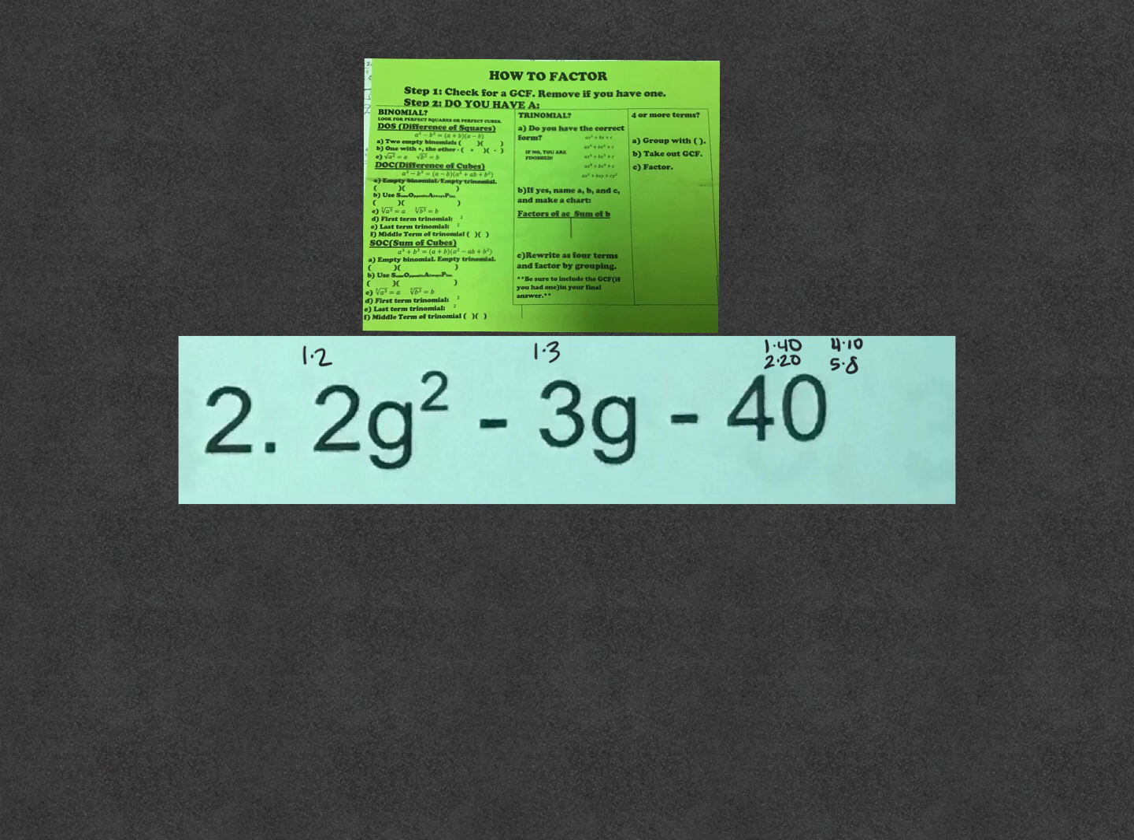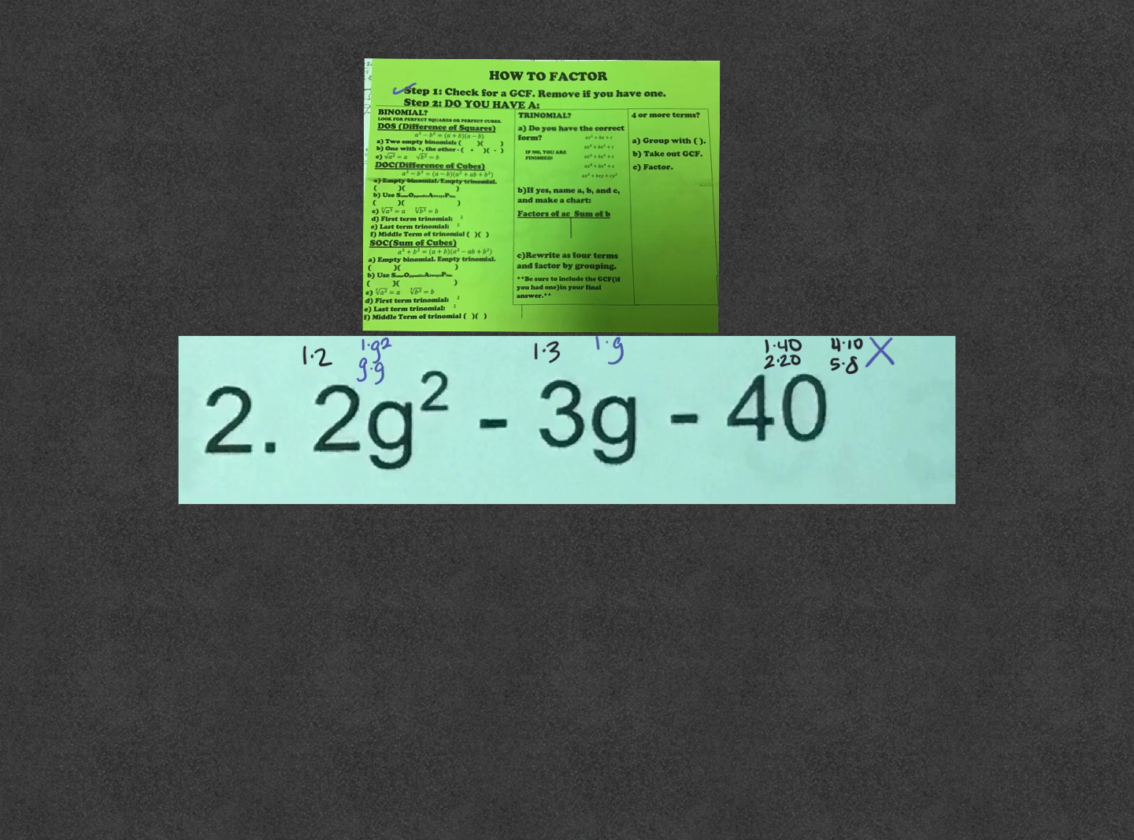Now how about a variable factor? Let's go look. I've got g squared. So to get g squared is 1 times g squared or g times g. The second term has g, so 1 times g. The third term does not have a variable, so that tells me that they do not have a variable as a common factor. So I just looked at step 1. I do not have a greatest common factor. I'll go on to step 2.